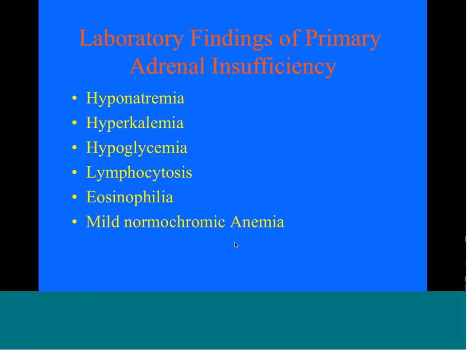Laboratory findings of patients with primary adrenal insufficiency would be low sodium, high potassium, low blood sugar level, excess lymphocytes, excess eosinophils, and an anemia where the cells are normal size. So it's called a normocytic normochromic anemia.